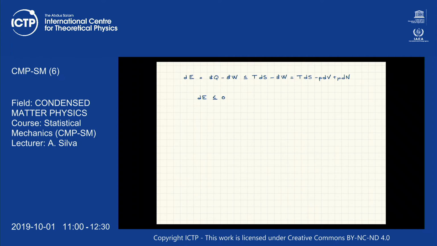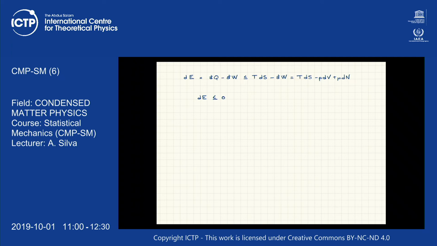So each process will eventually tend to diminish the energy until it stabilizes on its minimum. The minimum of the energy is going to be the equilibrium state, because you cannot get even lower than the minimum. This is something obvious. For a system that is thermally isolated, where you fix entropy, volume, and number of particles, the minimum of the energy is the equilibrium state. I think it's an obvious mechanical statement, but it's nice to see that it follows from thermodynamics.